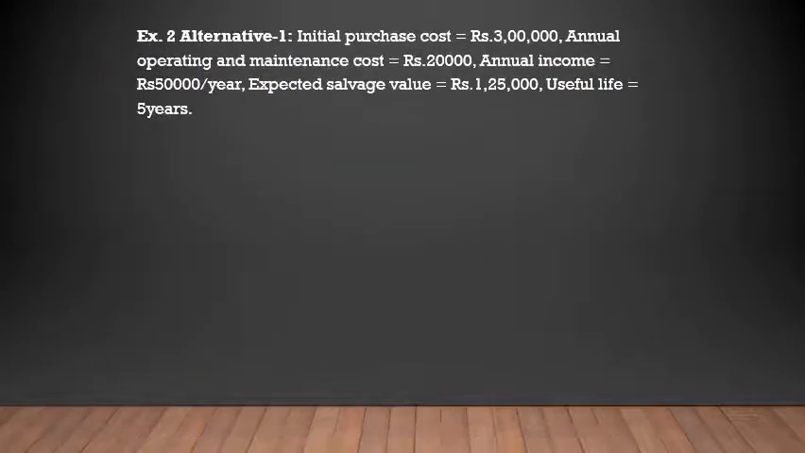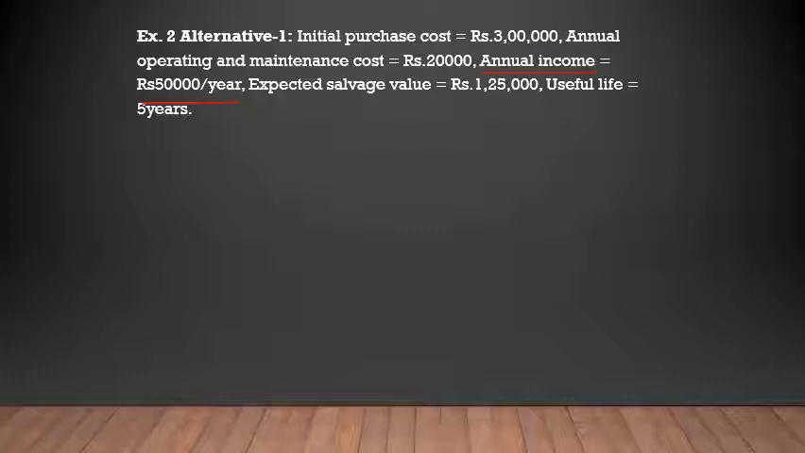Let us go to the next problem. I have an alternative whose initial purchase cost is rupees 3 lakh, annual operating and maintenance cost of 20,000, annual income of rupees 50,000 per year, an expected salvage value of 1,25,000, and useful life of 3 years. This is similar to your earlier problem with only one additional factor, the annual income of rupees 50,000 per year. How does it appear?